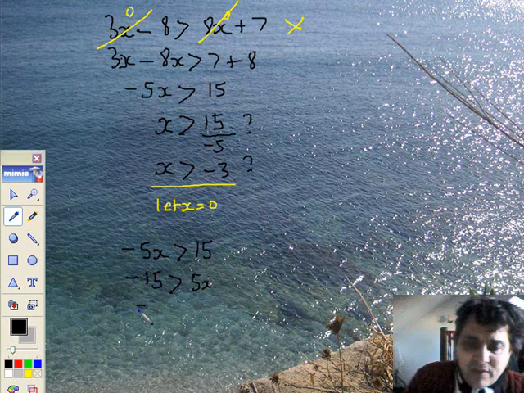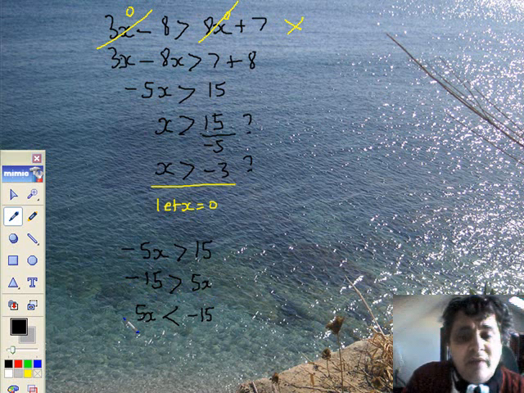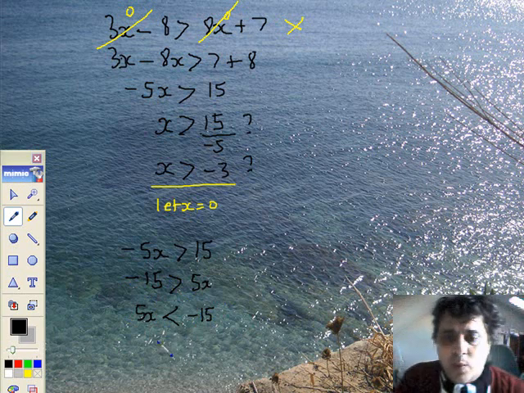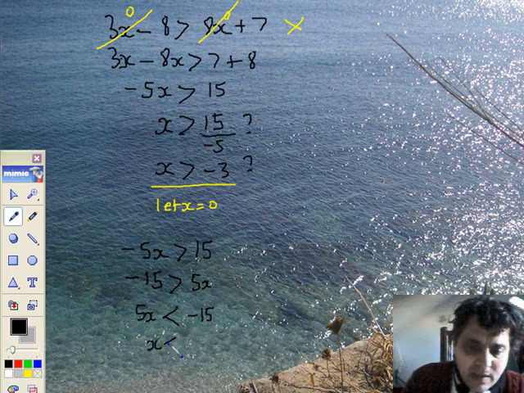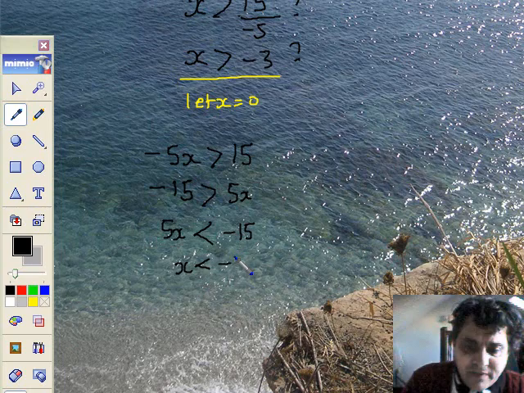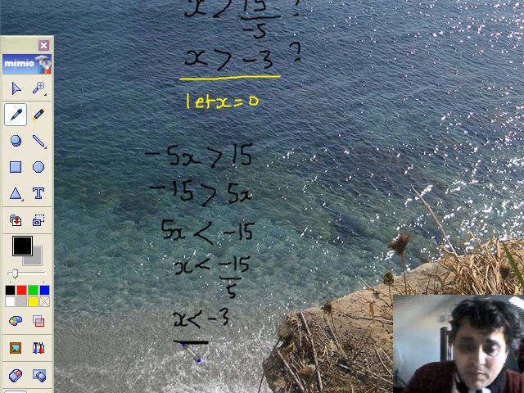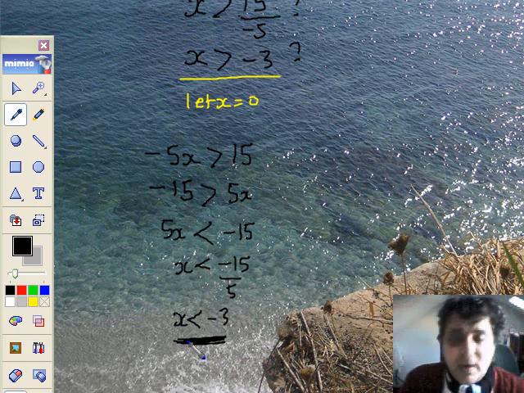So I can now write it around the right way. 5x this time is less than minus 15. Okay? If minus 15 is bigger than 5x, then 5x is less than minus 15. I just merely wrote it around the other way. So x is now less than minus 15 divided by 5, and minus 15 divided by 5 is minus 3. Now I know we got minus 3 before, but look, this is an inequality. x is less than minus 3.